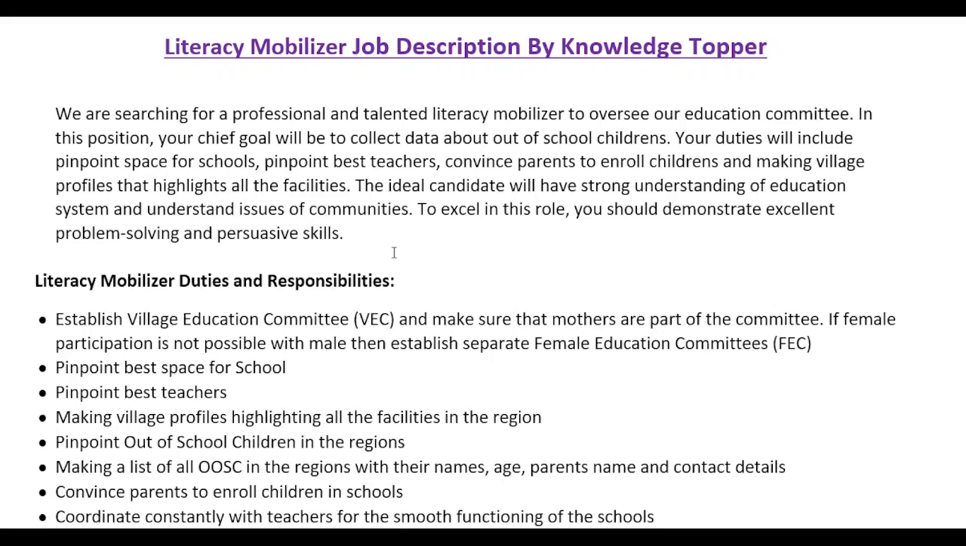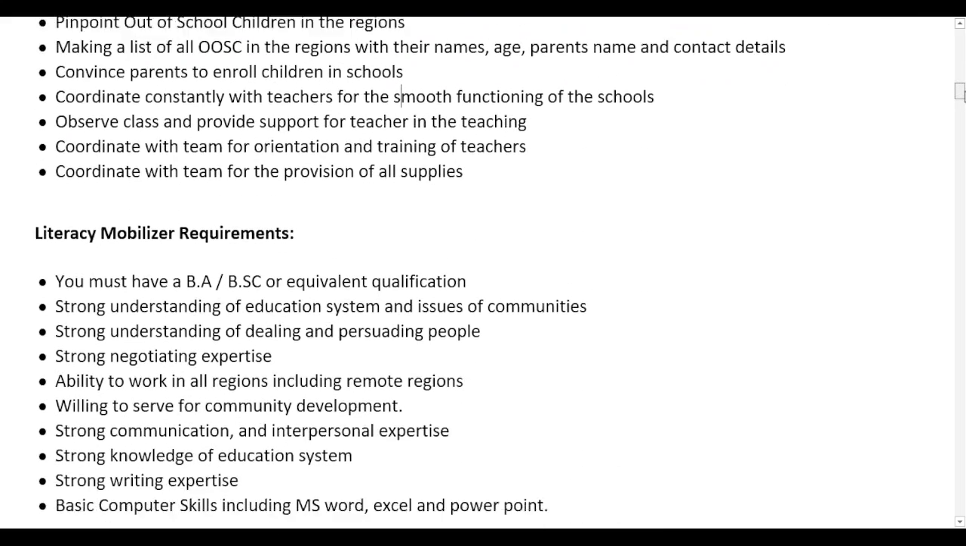So as you can see on your screen, I have created this particular job description sample for you guys. Firstly, I will read the job summary paragraph that includes all the very important information about this particular job of a literacy mobilizer. After this particular paragraph, we will also see the duties and responsibilities section, as well as the requirement section at the end.